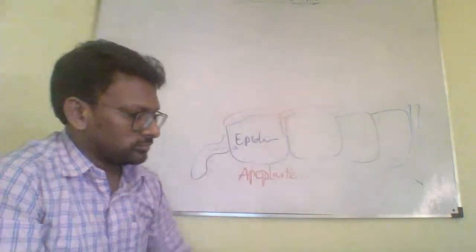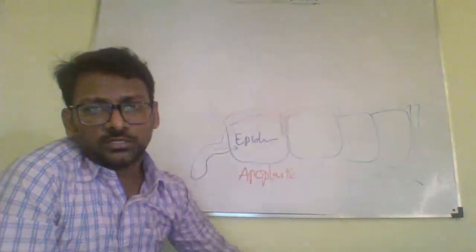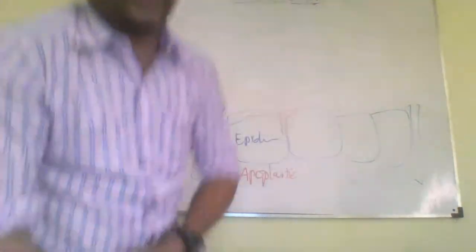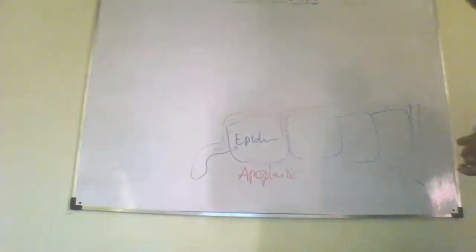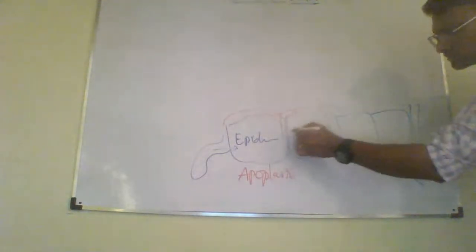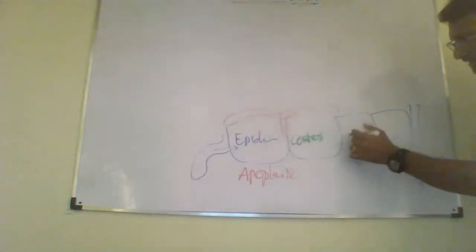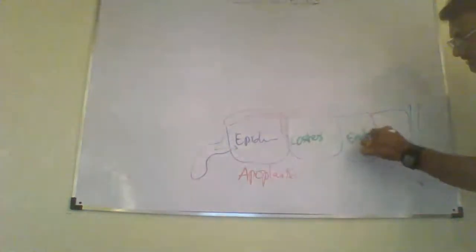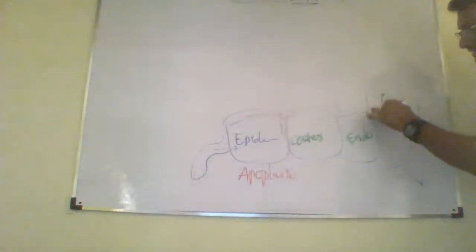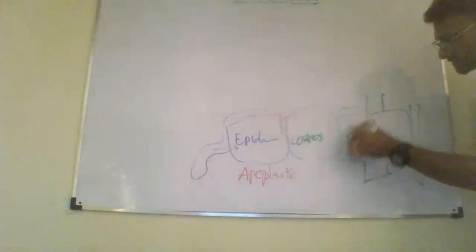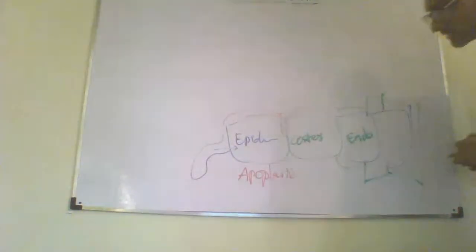Continuously it will move. Only it will not move at the Casparian stripes. So you will find Casparian stripes at the endodermis. So this is cortex, right? This is cortex, and you have endodermis, right? So to the endodermis, you will be finding these Casparian stripes. So except here, right? So the water tends to move.